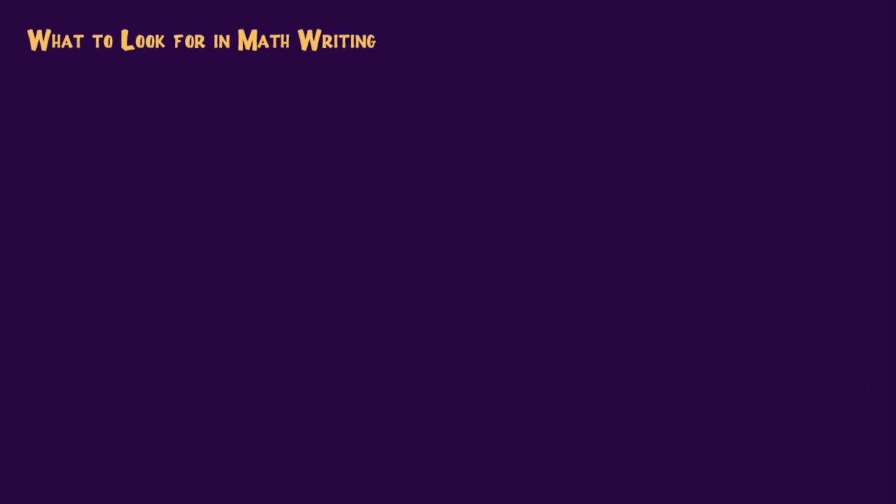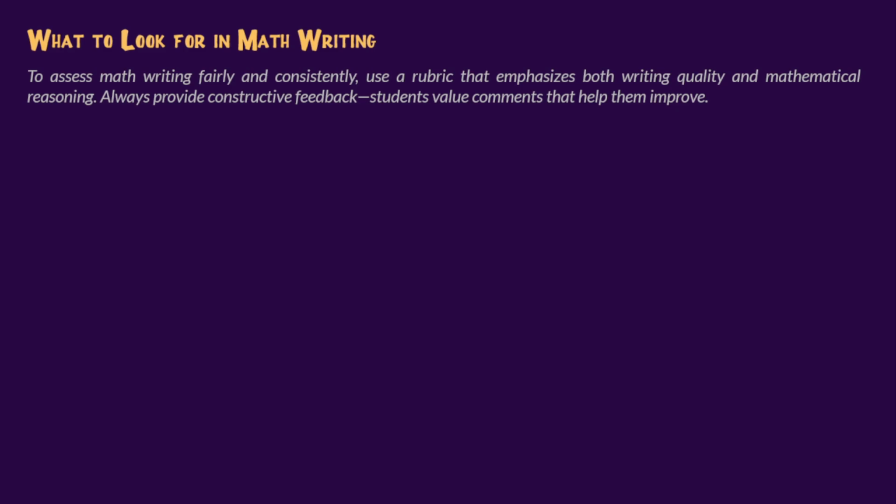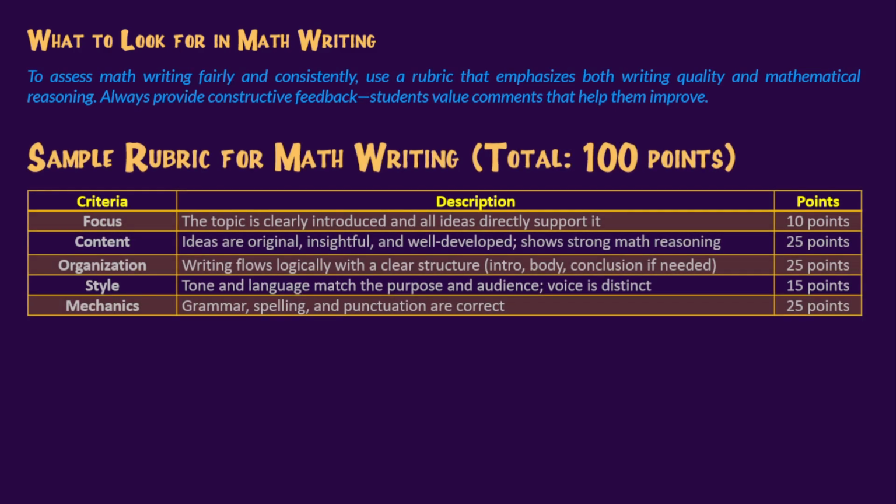So what to look for in math writing? Assess math writing fairly and consistently. Use a rubric that emphasizes both writing quality and mathematical reasoning. Always provide constructive feedback. Students value comments that help them improve. Here is a sample rubric for math writing. The total grade point is 100 points.